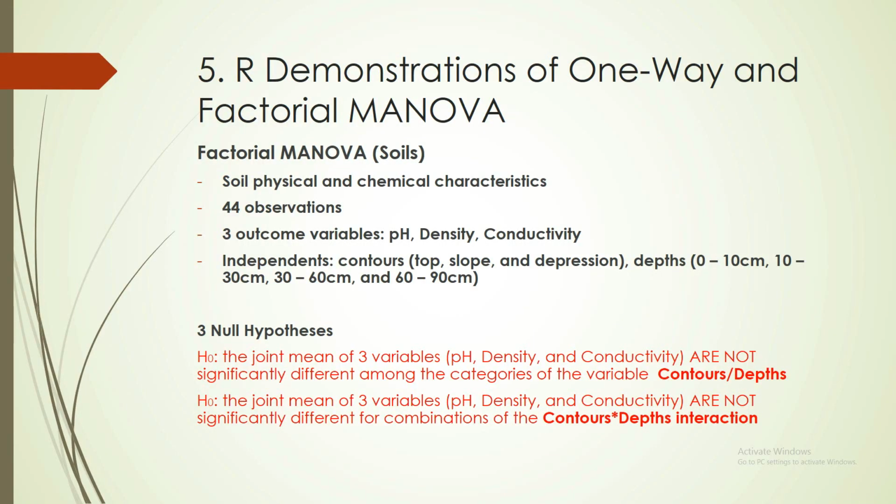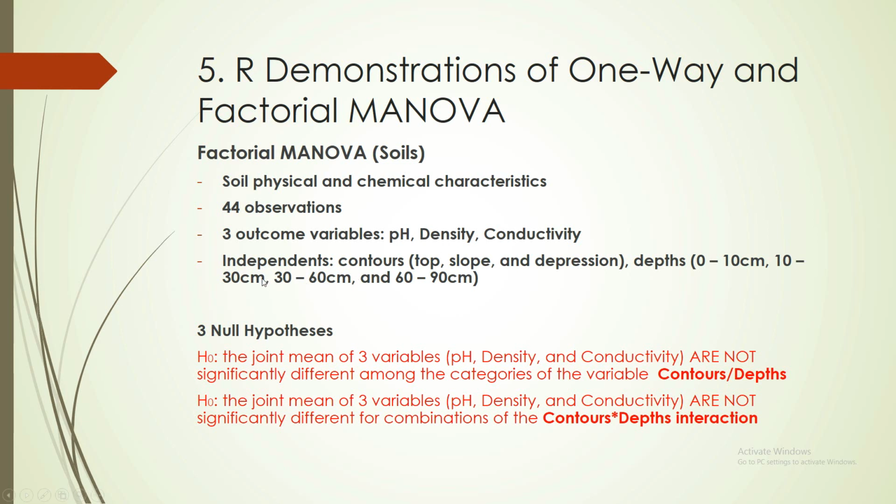So now let's move on to the factorial MANOVA example for the R demonstrations. For the factorial MANOVA, we're going to use a data set called soils. The soils data set is also contained in the same R package called car. This data set contains information on soil physical and chemical characteristics, and we have 44 individual observations. We are going to consider 3 outcome variables and compare their joint means. These 3 variables are the pH of the soil, the density of the soil, and the conductivity of the soil.